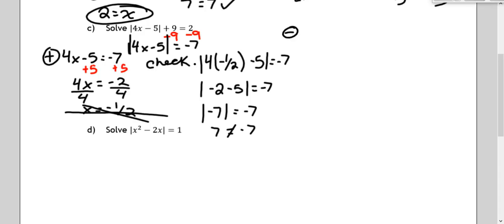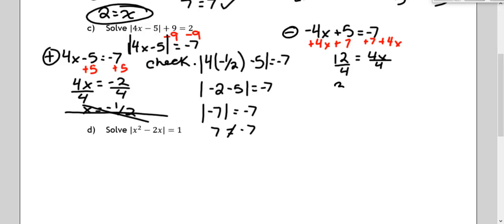So then that gives us negative 4x plus 5 is equal to negative 7. So what I'm going to do here is I will add 4x and I will add 7. So then that'll give us 12 is equal to 4x. Divide by 4. 3 is equal to x. Then we will do our check.